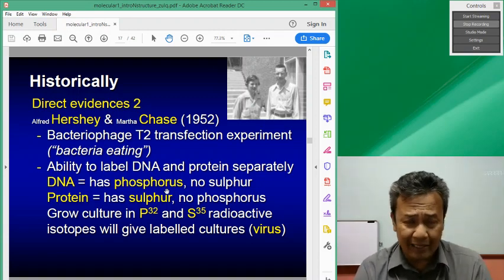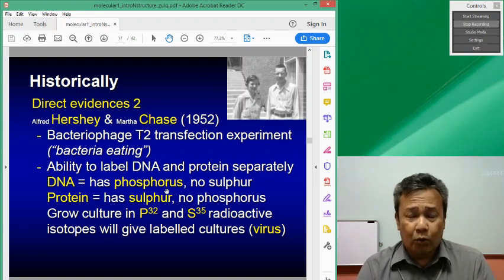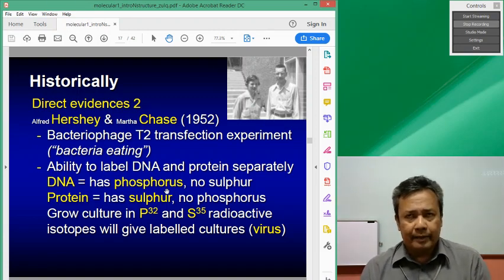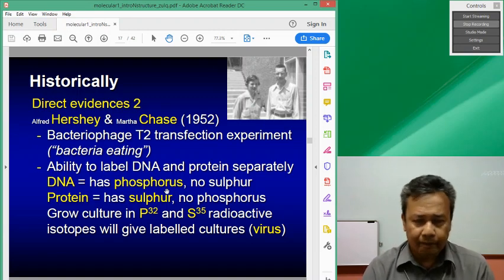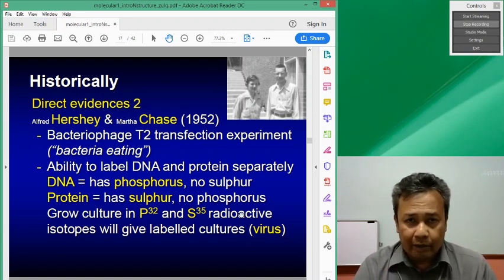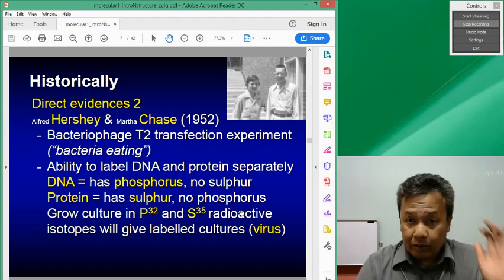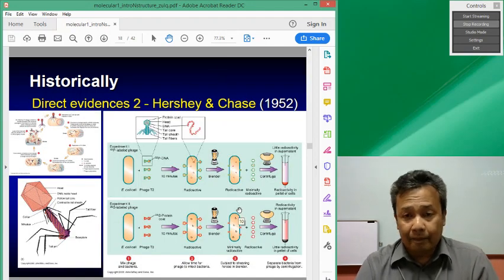So the key point here is that they want to know what part of the virus is inserted into the cells, because whatever is inserted must be the genetic material. So they devised this experiment.